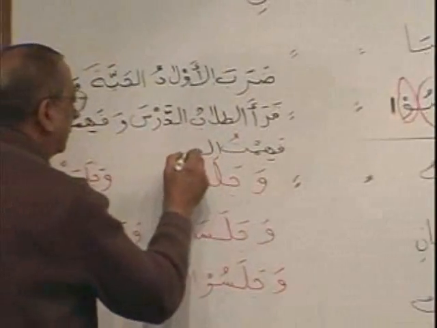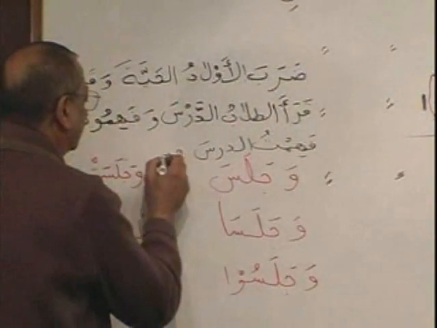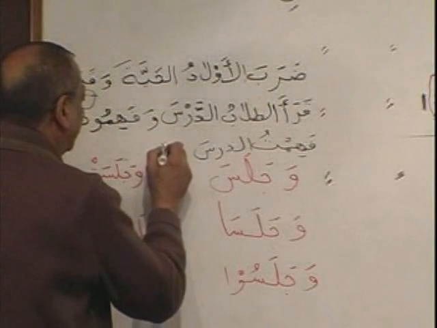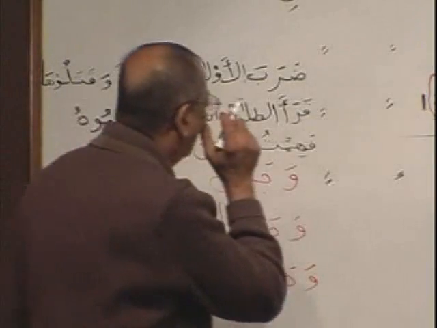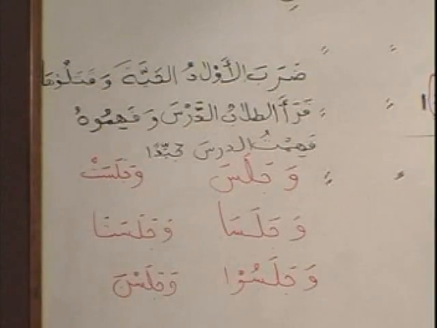Fahimtu ad-darsa jayidan. Got the idea? Okay, let me write, brother. Fahimtu darsa jayidan. Okay, brothers and sisters? Fahimtu. Where is the verb? Fahim. What is tu? Fa'il. What is darsa? And what is jayidan? Maf'ulun mutlaq. See, jayidan does not have al, so it cannot be nath to darsa.